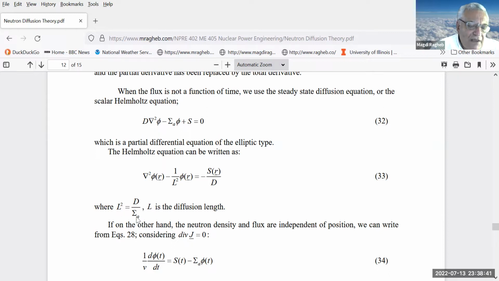When we take D over sigma a, its square root, in fact, has a physical meaning, meaning the distance that is traveled by the neutron from the time it is born to the time that it disappears from the system, either through causing fissions, or being absorbed, or leakage from the system. Hence, that quantity, the square root of D over sigma sub a, is what we call the diffusion length. And we are going to deal with that equation in the next chapters for different geometries.